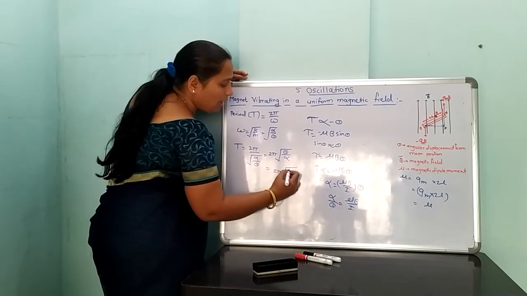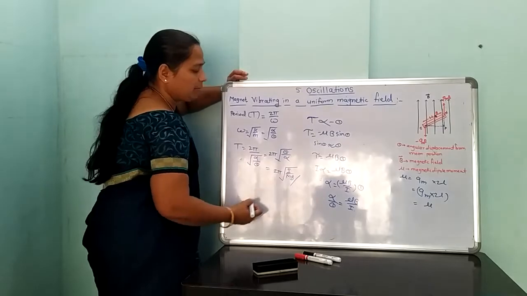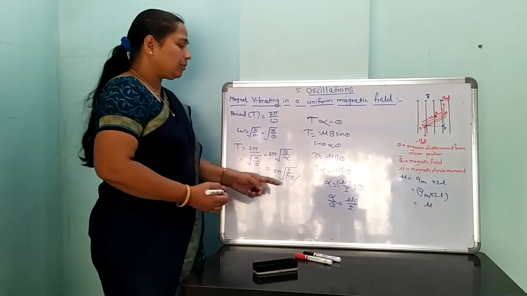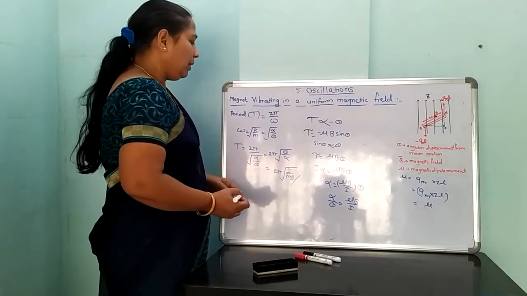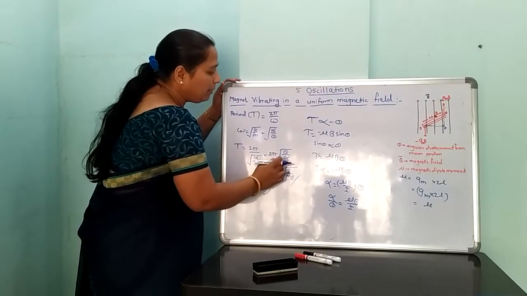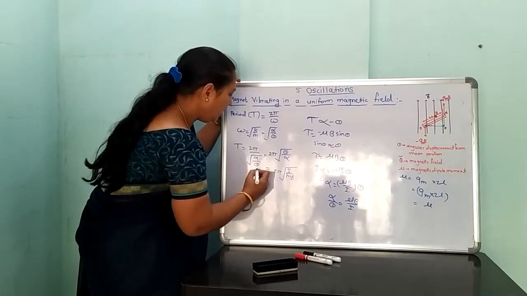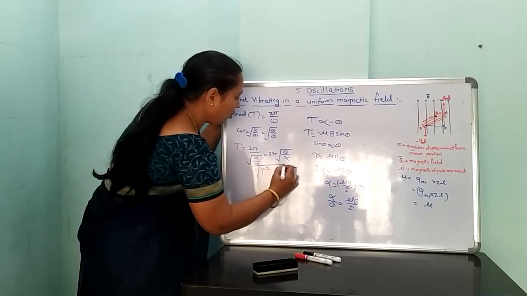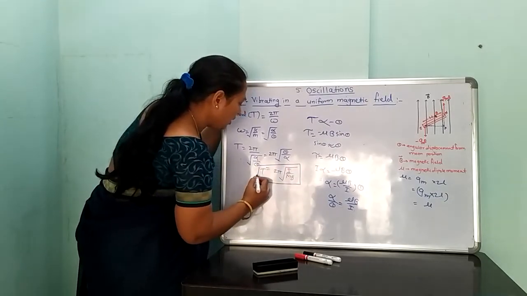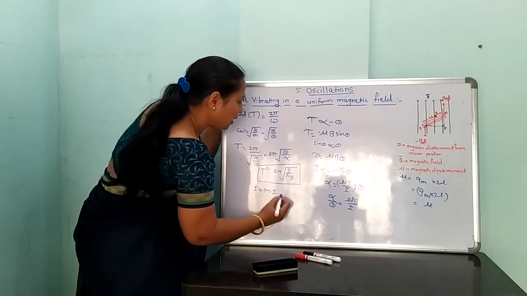Therefore, I upon mu B, divided by alpha, is equal to theta upon alpha. Hence, theta upon alpha is equal to I upon mu B. Therefore, T is equal to 2 pi square root of I upon mu B, where I is called the moment of inertia.